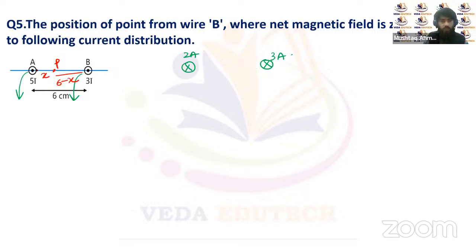So because of this current carrying wire, the magnetic field will be mu naught I, the current is 5I, upon 2 pi d. So the distance here is x, we'll write here 2 pi x.